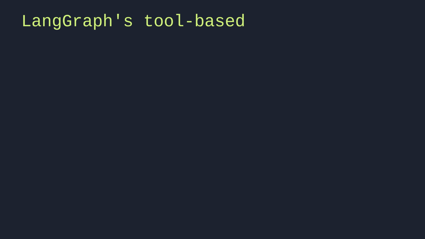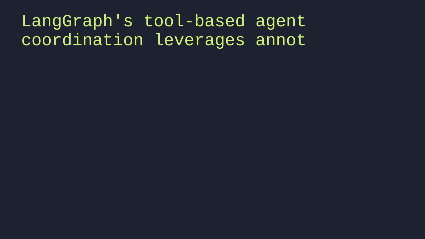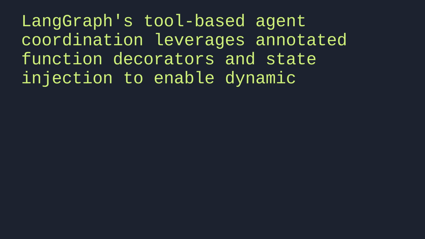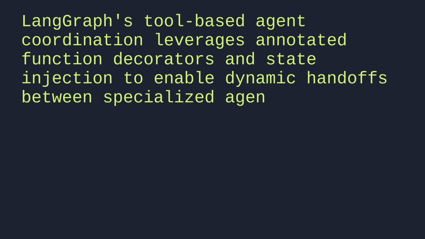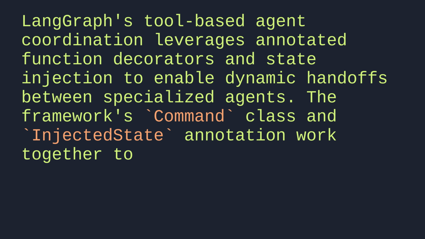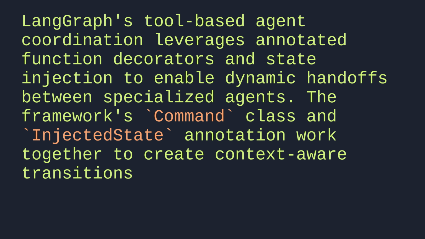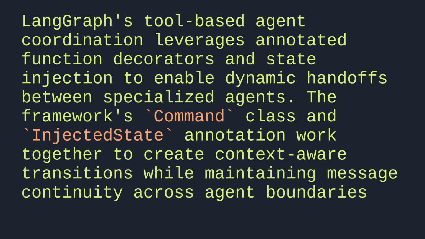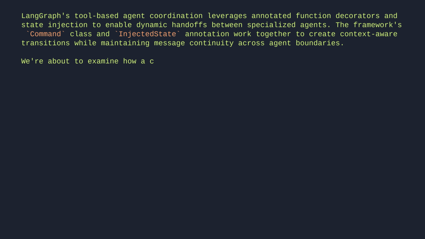LangGraph's tool-based agent coordination leverages annotated function decorators and state injection to enable dynamic handoffs between specialized agents. The framework's Command class and InjectedState annotation work together to create context-aware transitions while maintaining message continuity across agent boundaries.